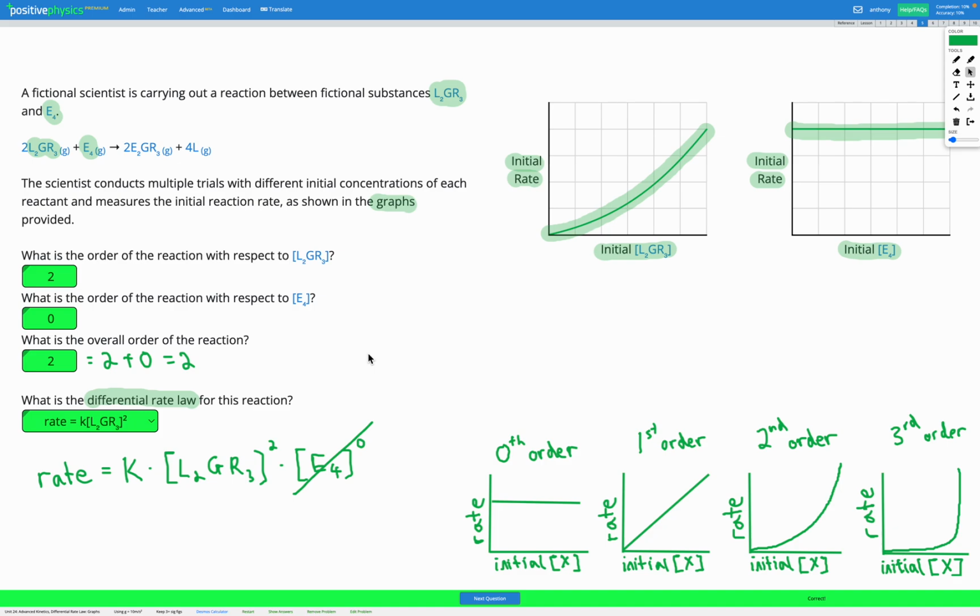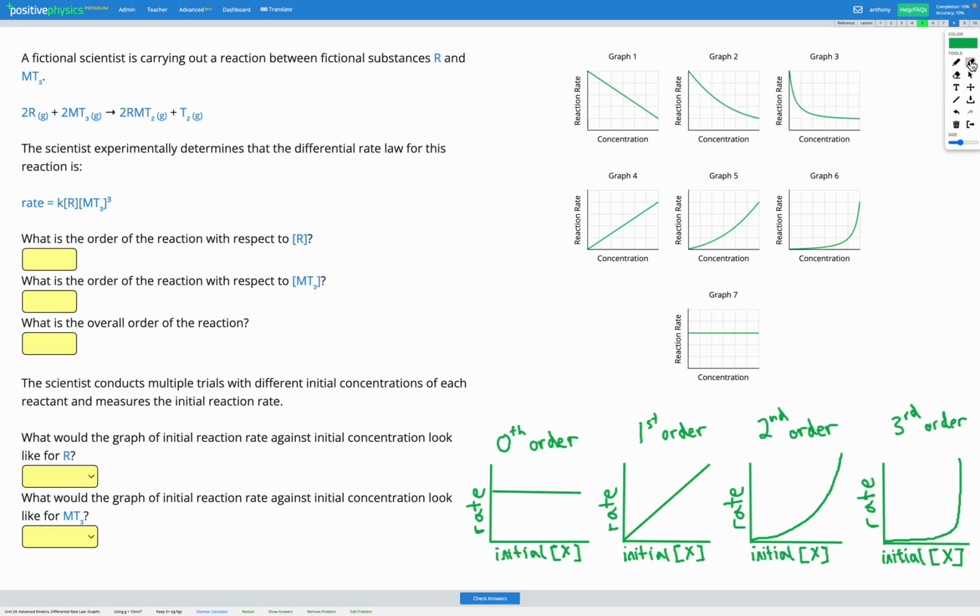So you can see it works exactly the same as the other questions we've done, but we're now using graphs to figure out the order of reaction for each reactant. Let's do one more. In this question, we again have a fictional reaction, this time between R and MT3. So we can see in our reaction, we've got 2R plus 2MT3. This time we're given the differential rate law for this reaction, which is K, concentration of R, concentration of MT3 cubed. So let's go ahead and figure out our order of reaction for each thing.